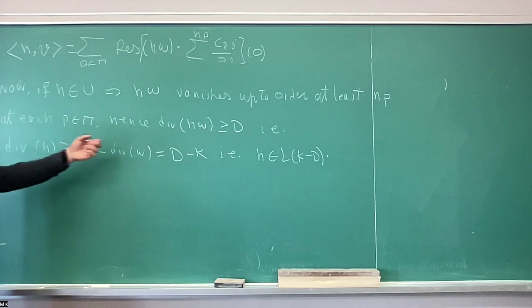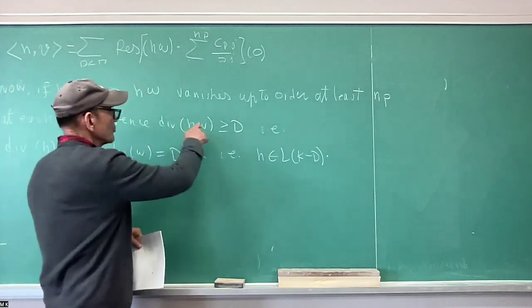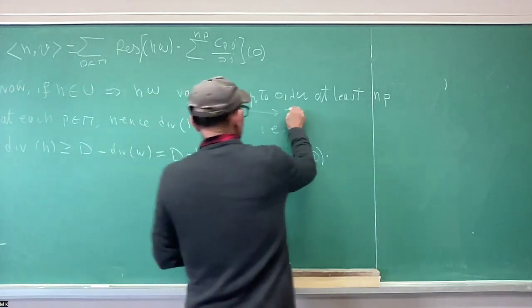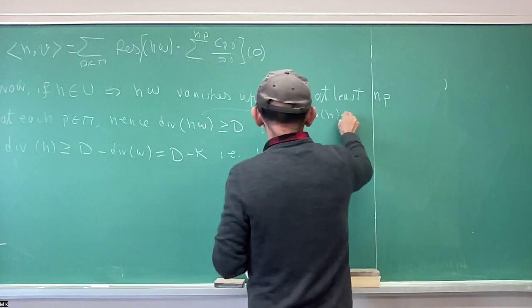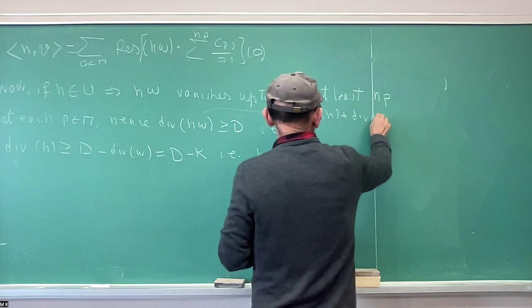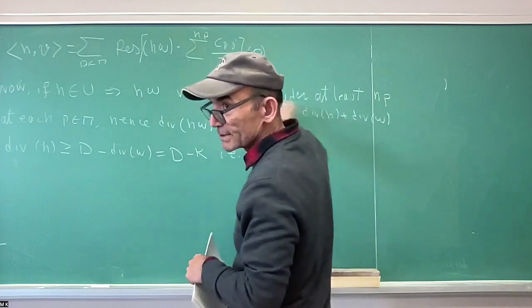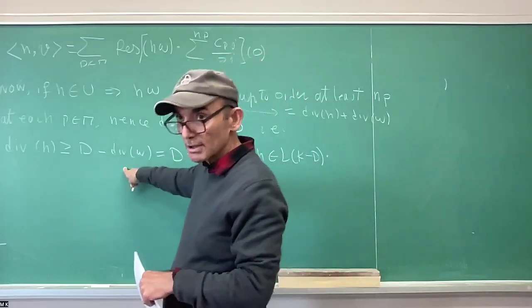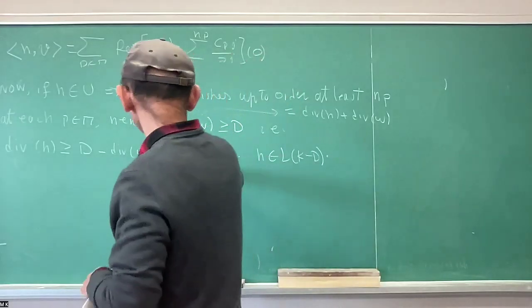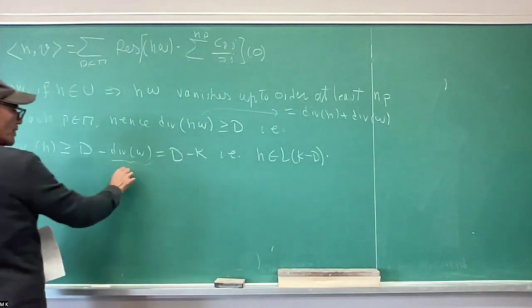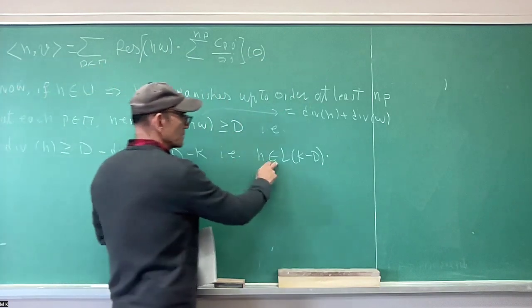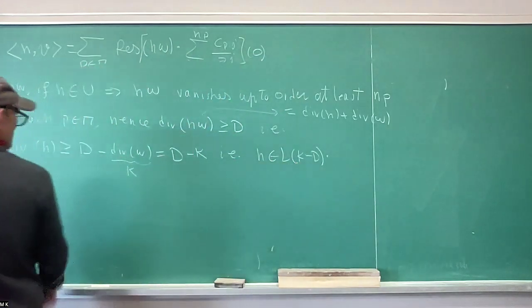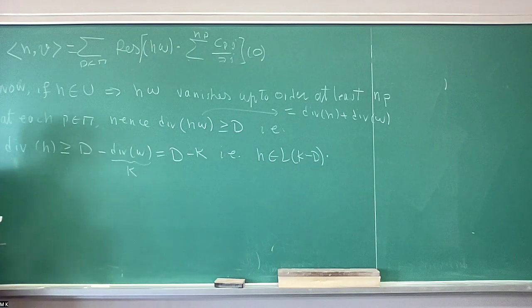So then you write this divisor. Obviously, in order to derive this, you just write it as equal to divisor of H plus divisor of omega, and you bring it to the other side. From this inequality, you get this inequality, which is the same thing. And by the way, this is K, our definition of K. And so this means H belongs to L of K minus T.